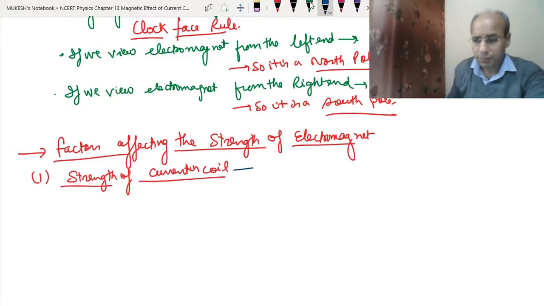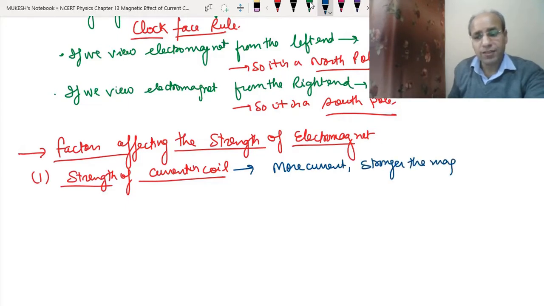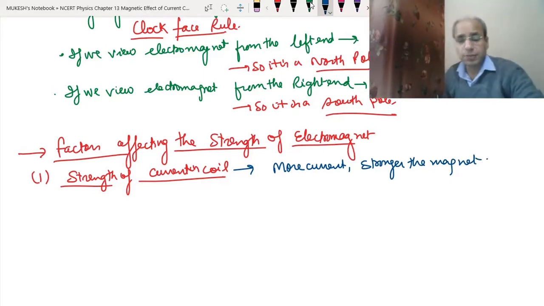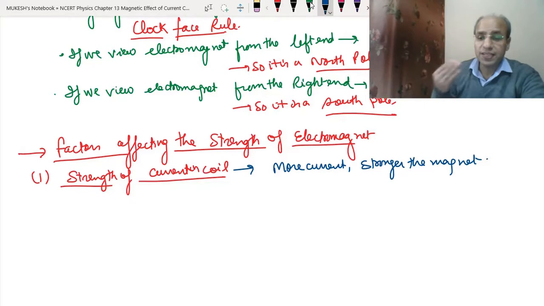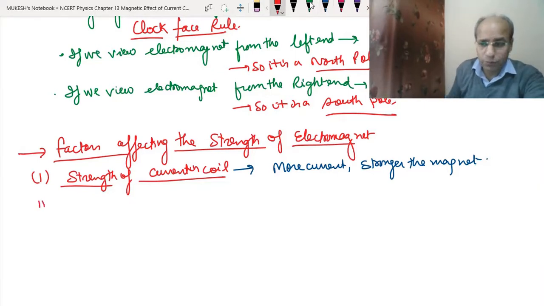Okay, more current means a stronger magnet. If we change the current, then accordingly the electromagnetism will change. If we decrease the current, then it will be less strong, meaning its magnetism will reduce. And if we increase the current, then its magnetism will increase.